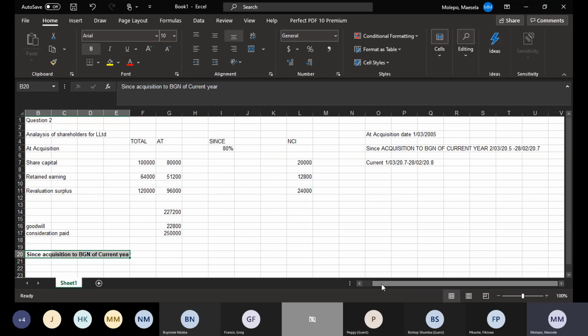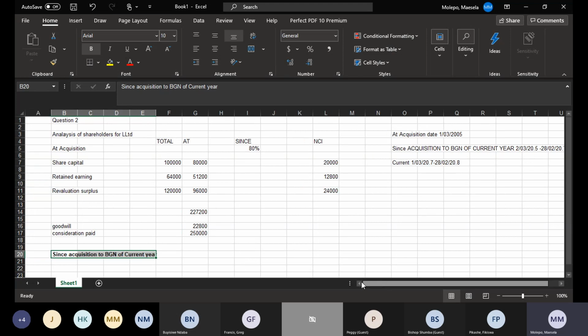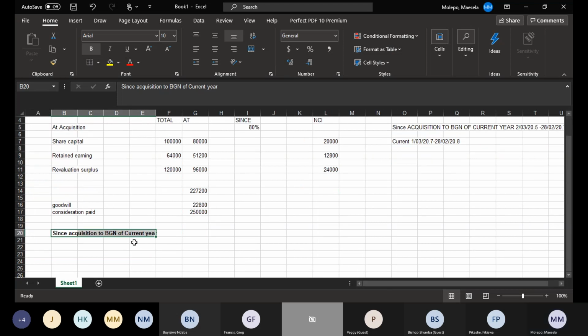But if we were given the retained earnings at the end, it means our analysis would have only two sections: the at acquisition, and the last one, since acquisition to the end of the current year, because our retained earnings would be given at the end of the year. But in this case, the retained earnings is also given at the beginning of the year, which corresponds with our dates that we've mentioned here. So we're going to have the analysis with 3 columns or 3 sections.